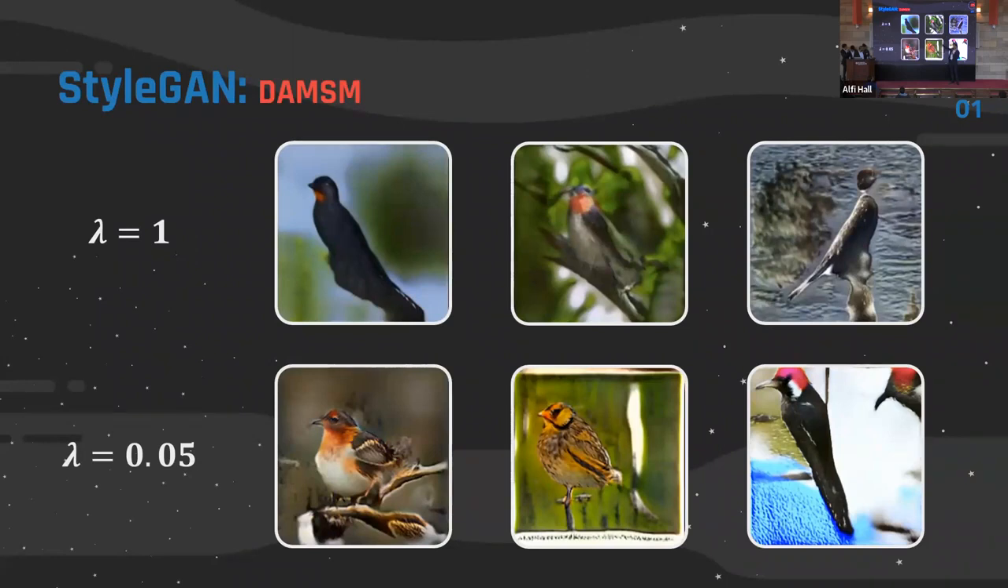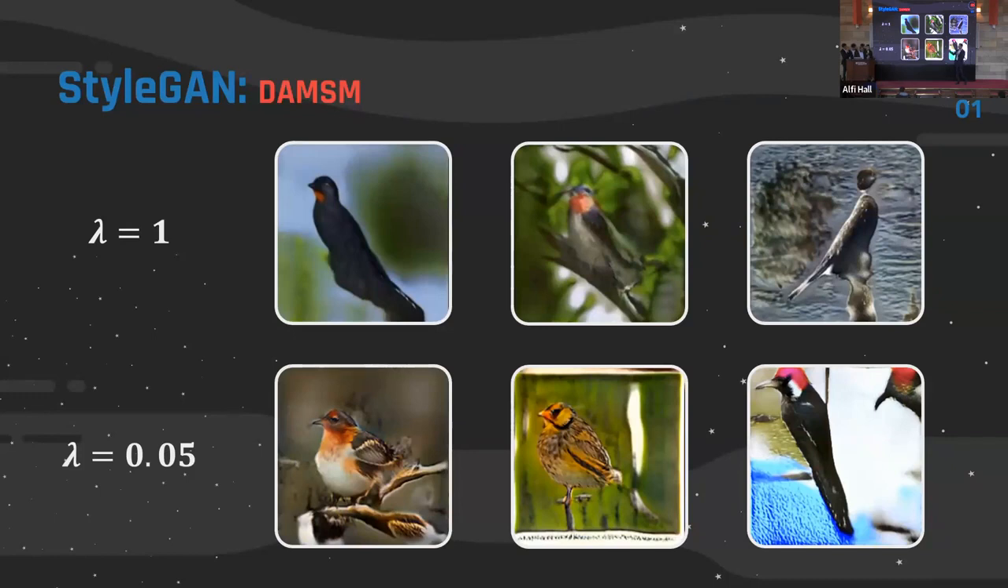First, when we added the whole DAMSM loss with a lambda factor of 1, we can see that the pictures were not that clear and there weren't many details in the picture. However, when we decreased it, we can see that it did improve. However, some pictures are still not that good.